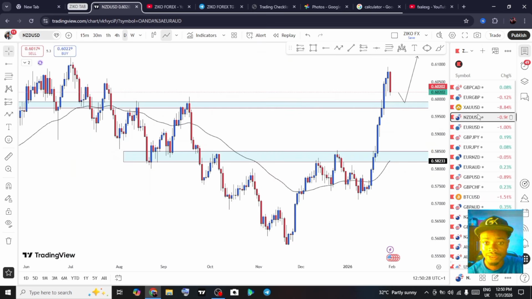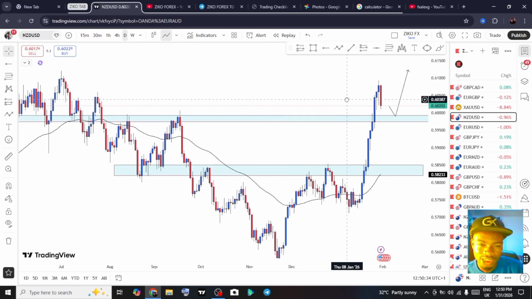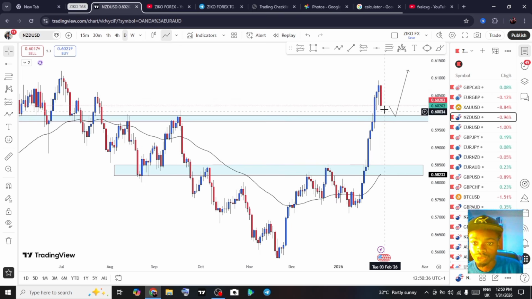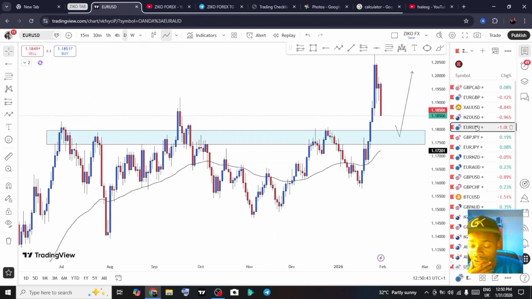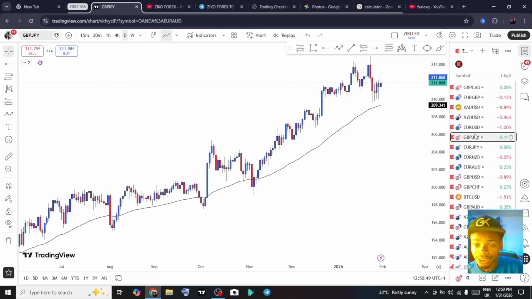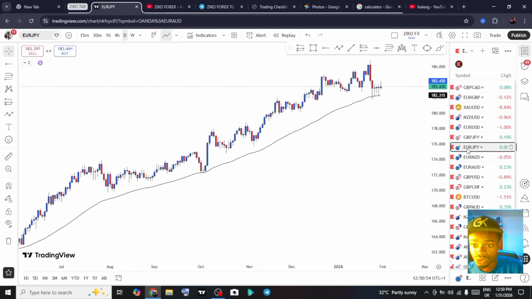NZD USD, did I say I'm going to pay attention to this market? Okay, I'm going to be also paying attention to this market, but I highly doubt I'll take this trade just because I'm expecting a much deeper retracement. It feels safer to me, right? Euro USD, let's see. Okay, could potentially buy. Okay, GBP JPY, I'm expecting sales for some reason, and Euro JPY, I'm expecting buys.